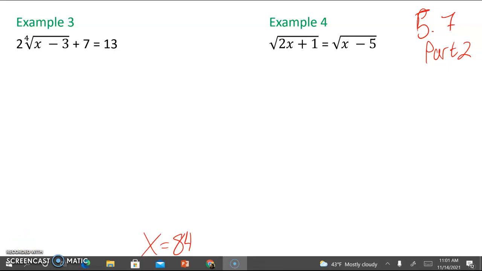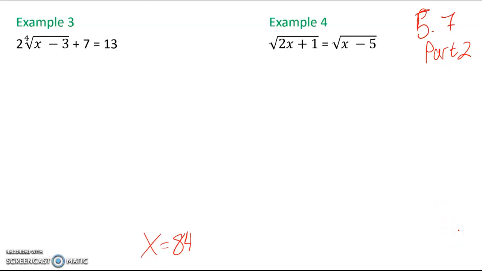Alrighty, so in our last video, we are picking up right where we left off. This is going to be the last Unit 5 video for 5.7. This is going to be 5.7 Part 2. And in this video, we're going to start right where we left off, and that is finishing up example 3, and then we're going to move on to example 4 and example number 5.